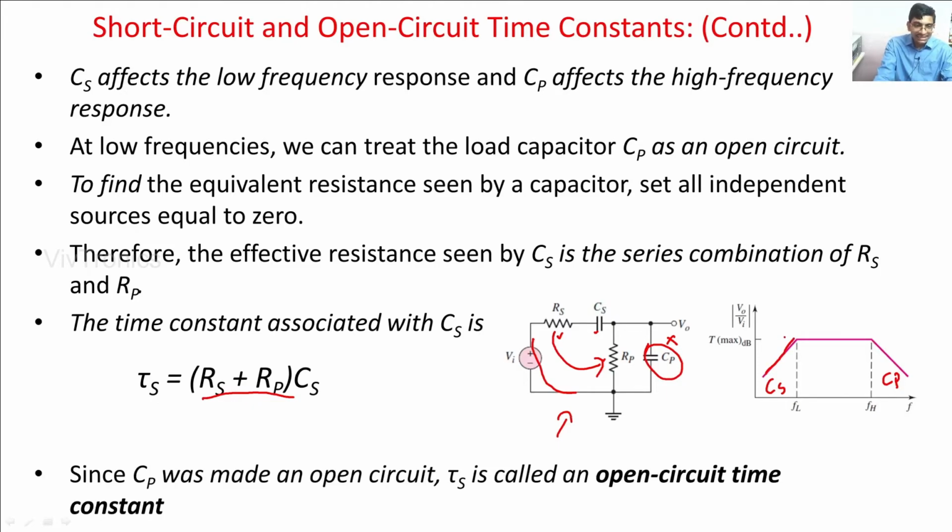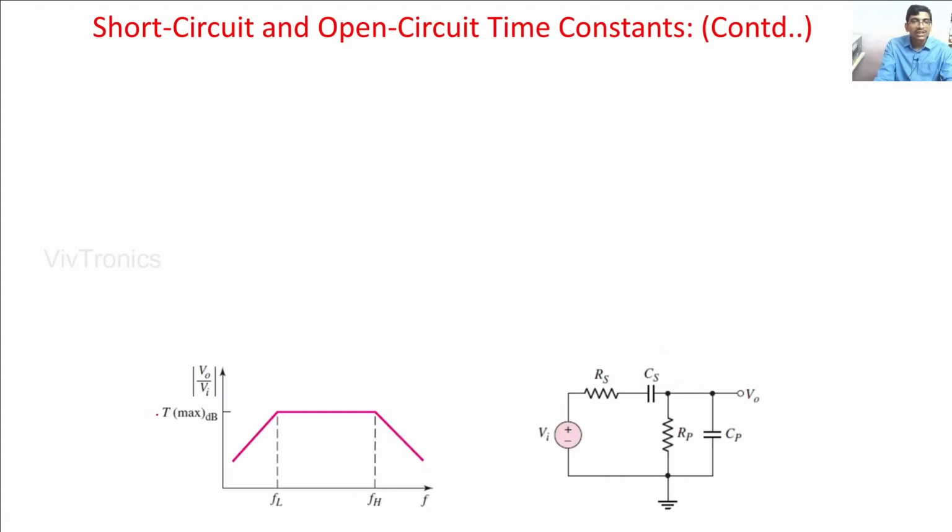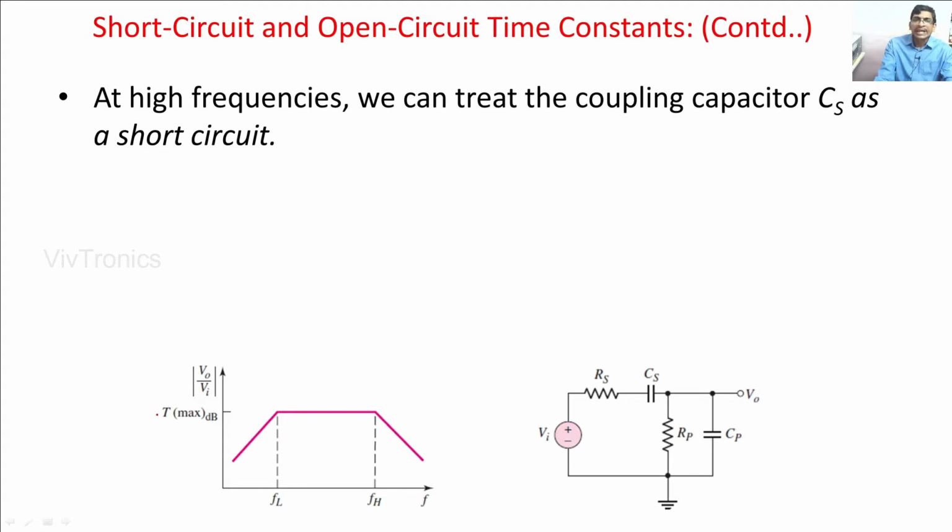Okay, since the CP was made an open circuit here, this is called the open circuit time constant. That tau s is called the open circuit time constant.